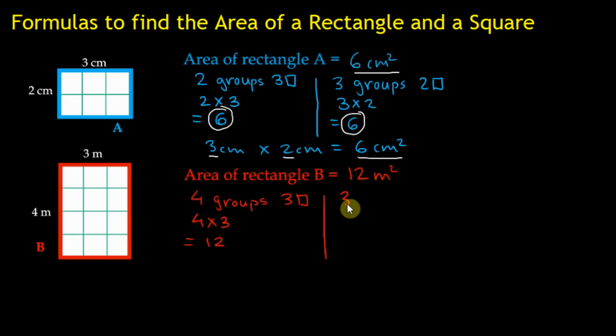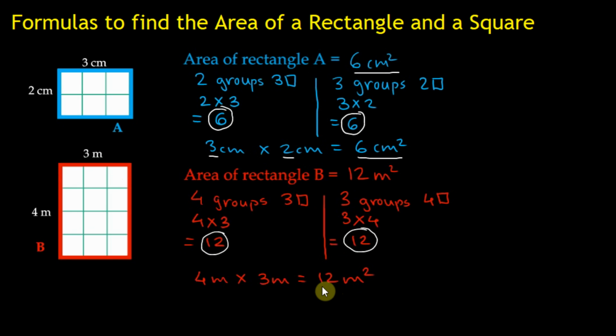So we can write 3 groups of 4 grid squares, which means 3 times 4, which equals 12. 4 times 3 or 3 times 4 is the same thing and gives the same answer, 12. Once again notice the length of rectangle B is 4 meters and width is 3 meters. And 4 meters times 3 meters equals 12 meters square.